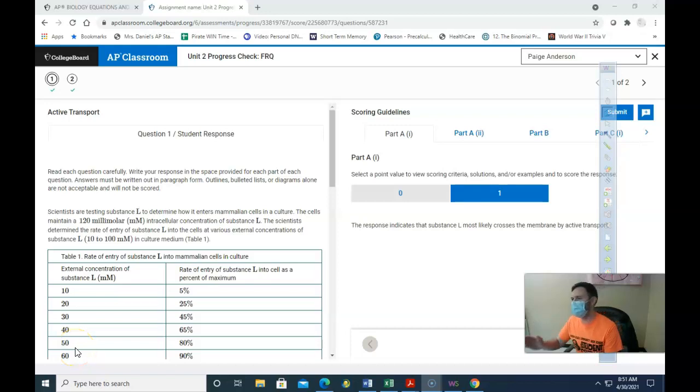So the AP test loves to have you draw graphs. Make sure if you're drawing graphs, they're usually worth 3 points, and they're going to be 3 of the easiest points on the free response. You need to label your axis correctly, and each axis labeled correctly is 2 points, and then plotting the correct points and choosing the right type of graph is another point.